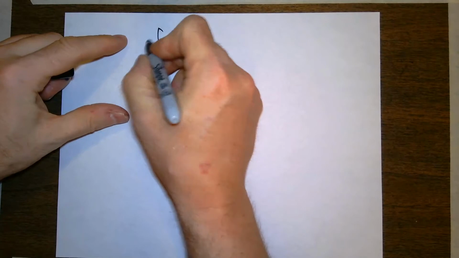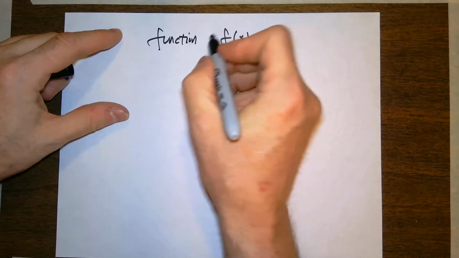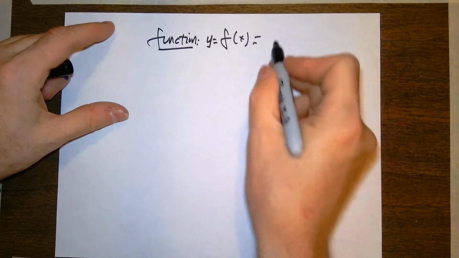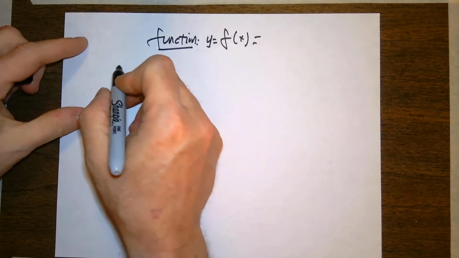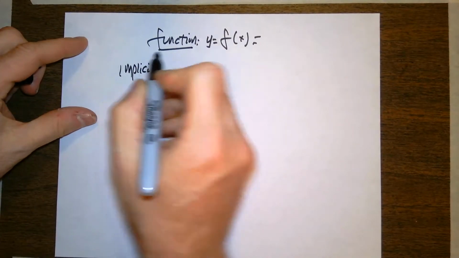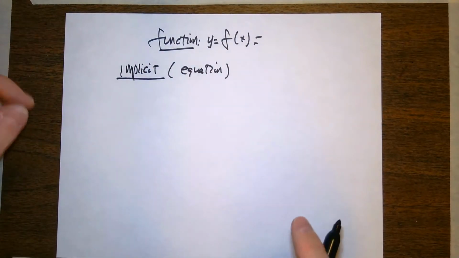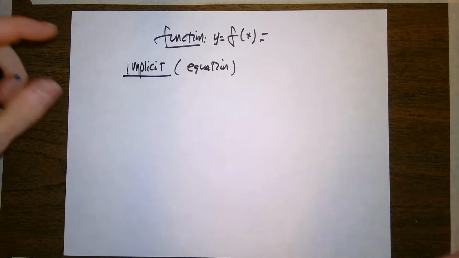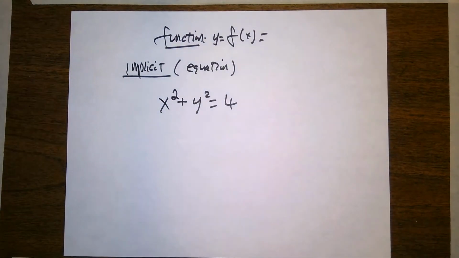When we have a function in the form f of x equals something, this is y equals f of x, that's explicit, and we have some sort of function over here. But implicit is an equation. I want you to think about an equation that describes some sort of relationship. For example, probably the quickest and easiest one that we can relate to is the equation of a circle. Something like x squared plus y squared equals 4.